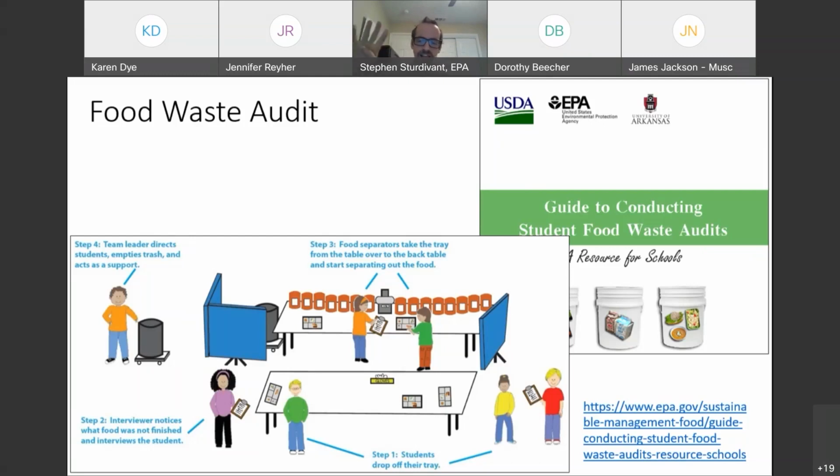And it really just boils down to 4 easy steps. Okay. So if you look over here at this little diagram, you've got here at the bottom, step 1, right? And what you're seeing is 2 different tables that you set up, and you got a bunch of buckets that you put on the back table. And then the front table is where the students come to drop off their food waste when they're done eating. So instead of taking their food waste to a trash can, they take it to this table right here.